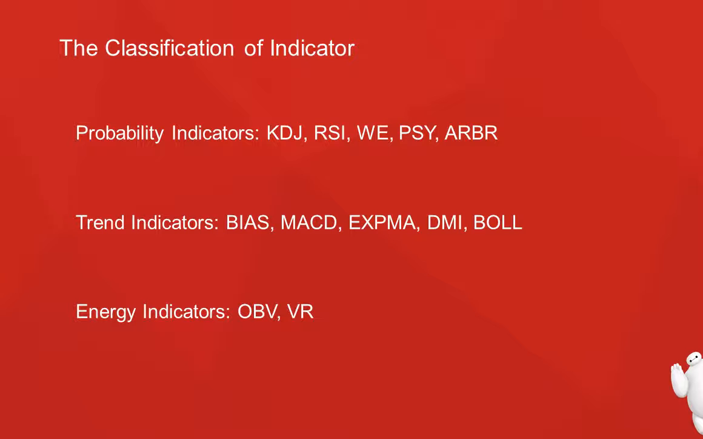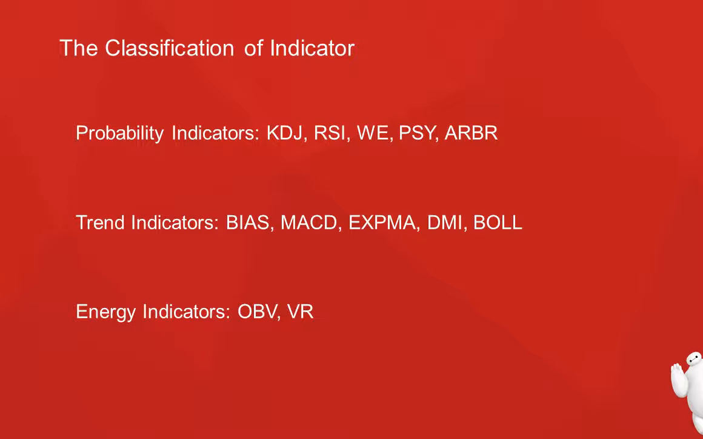Then we can see the classification of indicators. The probability indicators include KDJ, RSI, VLM, PSY, AR, and VR. Today I will teach you how to use KDJ and RSI, and how to combine KDJ with MACD to catch some good opportunities.